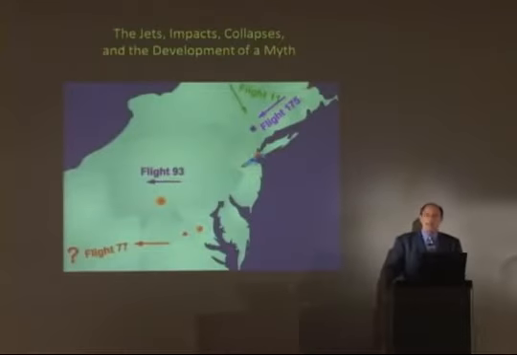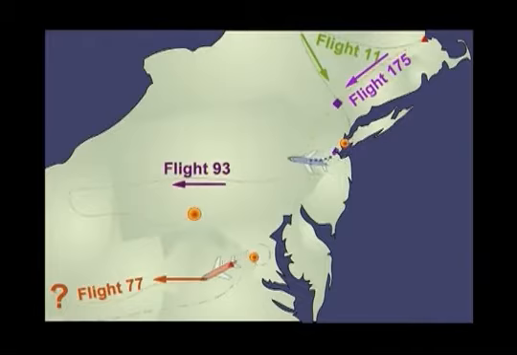Let's begin with an overview of the events of that morning in order to start us off on the same page, looking at the jets and the impacts and how this myth developed. On September 11th, we learned that 4 passenger planes were hijacked and taken radically off course. Within an hour, 2 of the planes had flown into the enormous steel towers of the World Trade Center, creating fires and eventually toppling them.